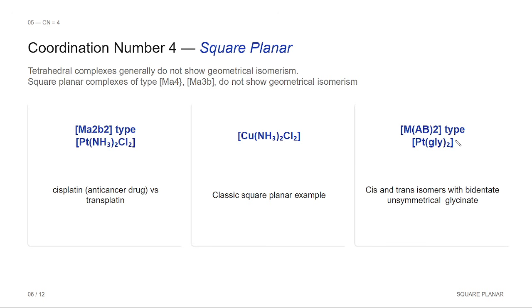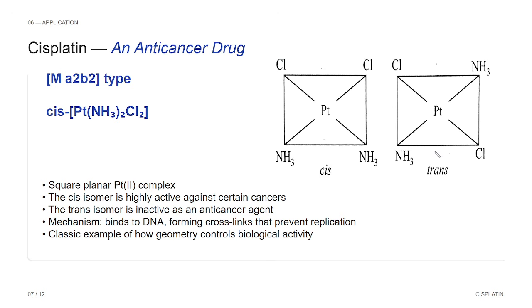Next type is MAB2 type. AB means unsymmetrical bidentate ligands. See the example, diglycinato-platinum. Here I already told you that MA2B2 type is cis platinum. So this is a cis structure and this one is trans isomerism. Here the same identical ligands are attached on one side. Here chlorine and chlorine are on the same side. Here the chlorine is on the opposite side. So these are the cis and trans isomers.